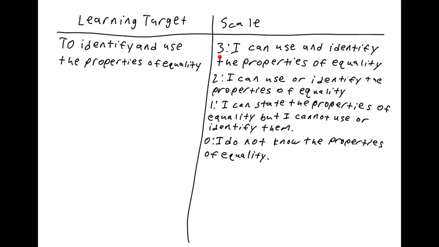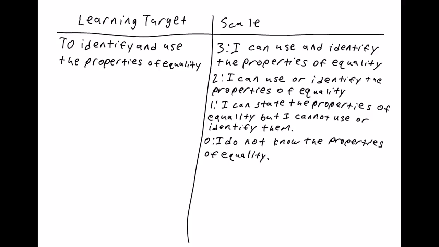The learning target for today is to identify and use the properties of equality. You're a 3 if you can use and identify the properties of equality. You're a 2 if you can use or identify the properties of equality, but not both. You're a 1 if you can state the properties, but you can't identify them and you also cannot use them.